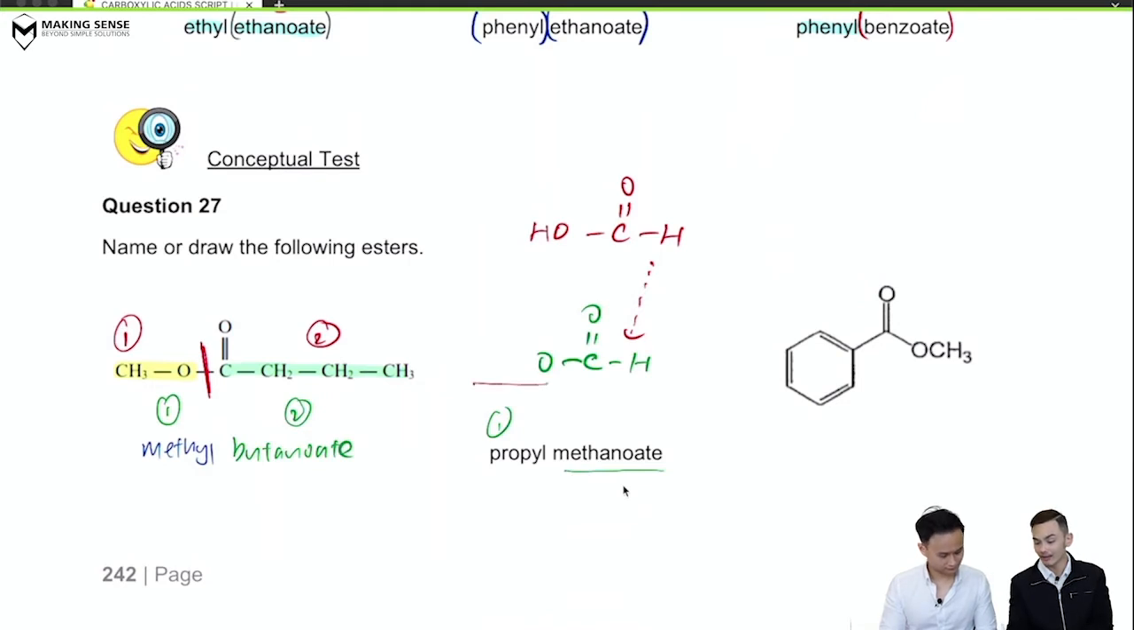And the left-hand side, this is coming from the propyl group. So I'm going to label here number 1, and you expect 3 carbons. And that's it, your propyl methanoate.